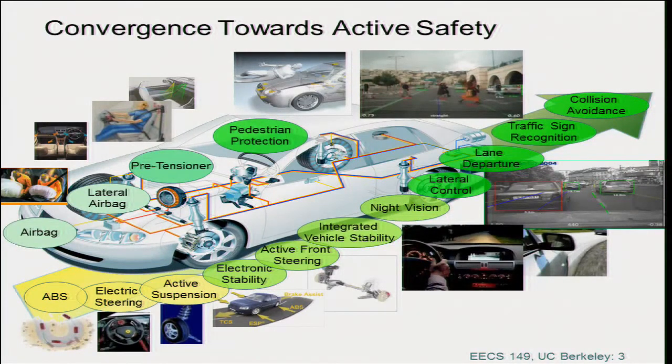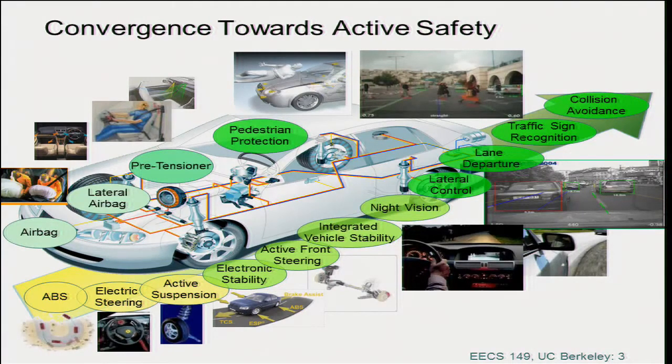Okay, so now, why are cars so interesting? Because the functionality that a car has today is incredibly complex. What you see here is all kinds of things that you have today. You've got ABS, electric steering, active suspension, electronic stability, and so on and so forth, right? So many different things. Most of the new stuff is related to safety, things that prevent accidents from occurring.